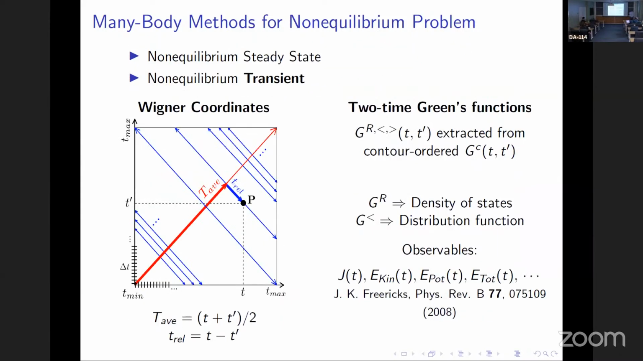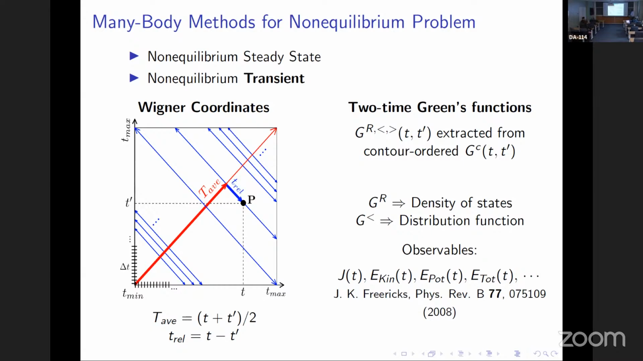And then once you have these two-time Green's functions, the way that you're going to do the analysis is to change your coordinates from the t, t prime coordinates to the T average and T relative coordinates, right? And so this is how you're going to analyze your system, because in these terms, T average becomes kind of like an effective time for your system, whereas T relative is the thing with respect to which you will perform your Fourier transform. So if I want a time-dependent density of states, I'll do a Fourier transform with respect to the relative time, and this is going to allow me to track the time dynamics of the system, right?